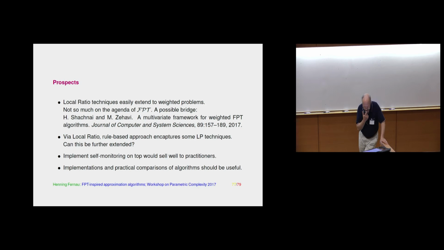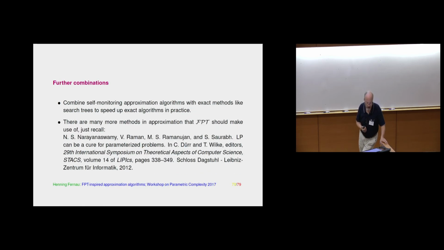So, of course, I should also reiterate that these implementations and practical comparisons of algorithms would be really useful and should be done. This is one of the downsides of many of these theory works, that they never get implemented. But this is not just a problem with exact algorithms, but also with approximation algorithms, as far as I can see. There are very few experimental papers in this area, surprisingly.